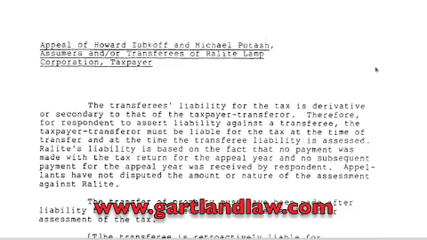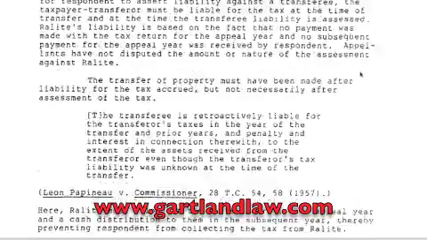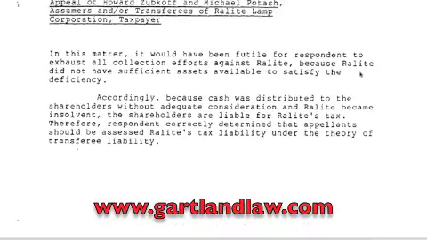Now, at the end of this case, the bottom line was the shareholders were liable for the franchise tax fee. But the interesting thing is, reading between the lines on this case, the shareholders probably would not have been liable if they had not transferred a large amount of money out of that corporation for their benefit.